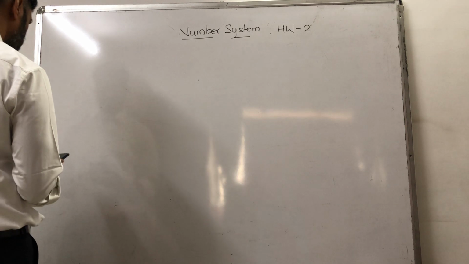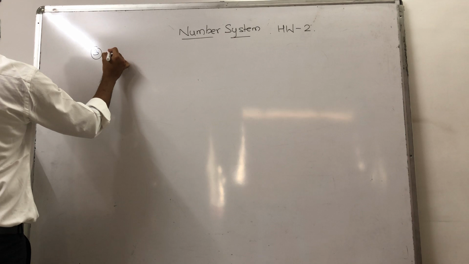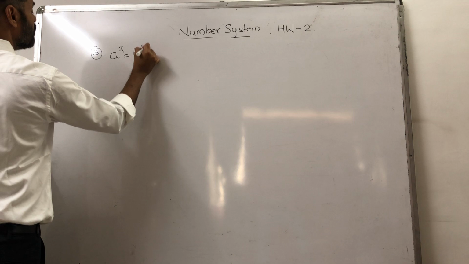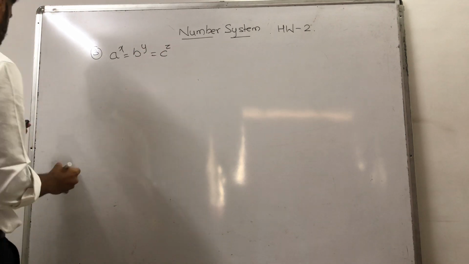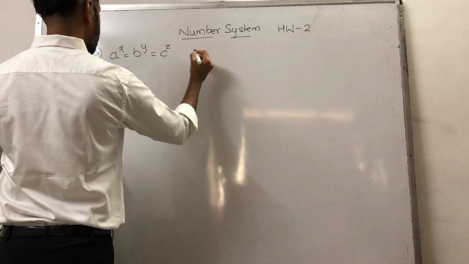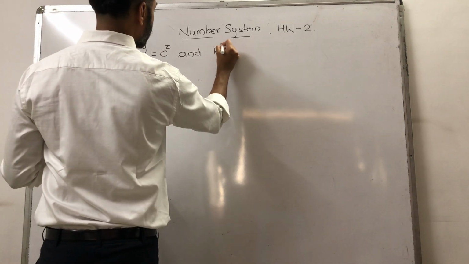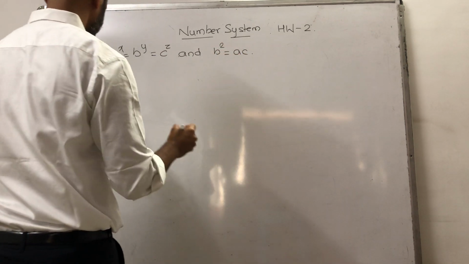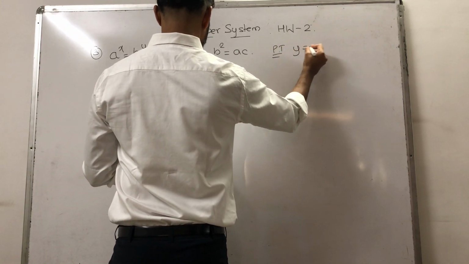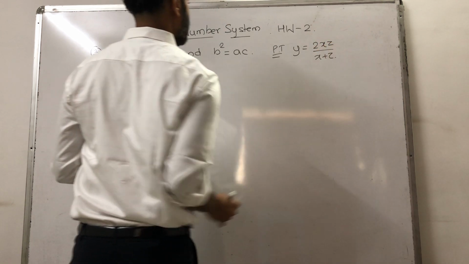Now, moving on to the third sum. In the third sum, they have given that a raised to x equals b raised to y equals c raised to z. They have asked us to prove that, and they have also given one more relation. They have given that b square equals ac. They have asked us to prove that y equals 2xz upon x plus z.